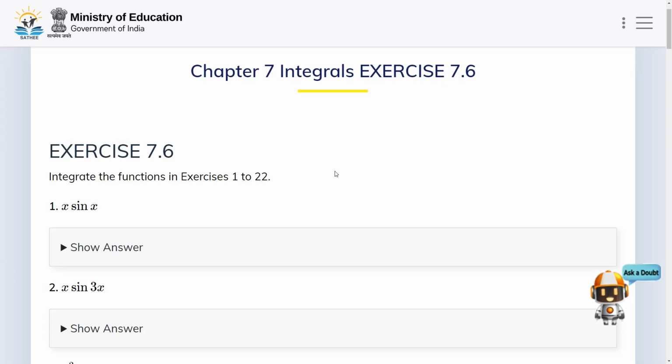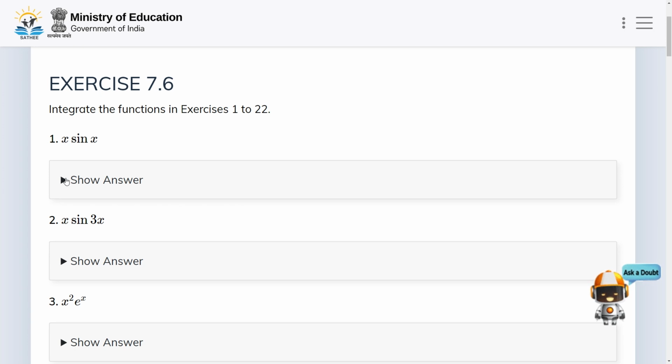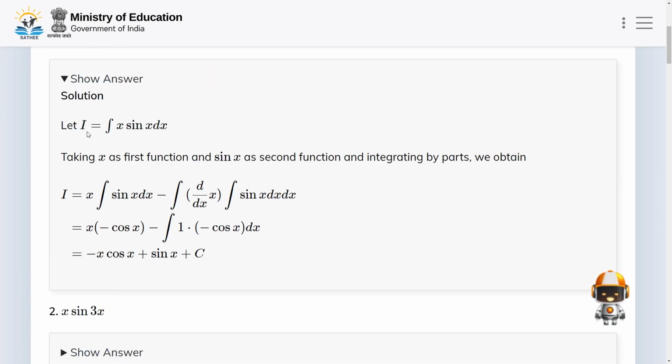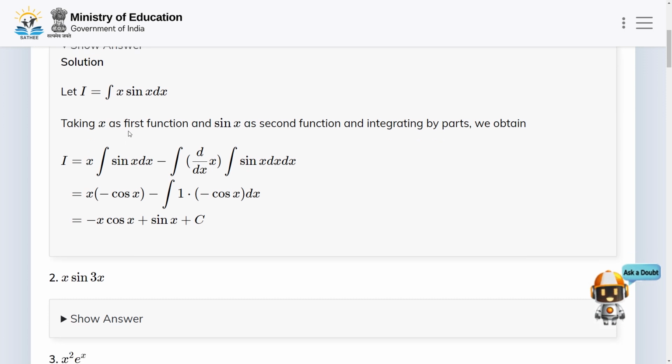In today's session, we will be seeing NCERT exercise 7.6, based on the concept of integrals by parts. So let's see the first question: integrate x sin x. Very simple. Take I, capital I, to represent the integration of x sin x dx. Take x as your first function and sin x as your second function.